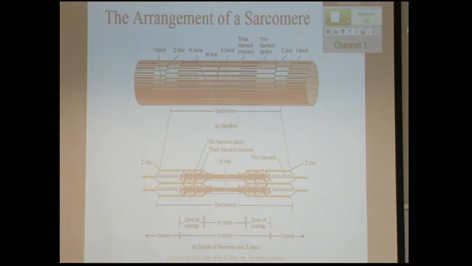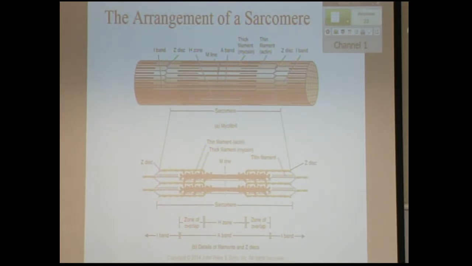So for every 3 there's 2? In reality, they're equal, in 3 dimensions, because they just keep going. So is the zone of overlap part of the H zone or just the A band? The overlap is the A band, plus the H zone. The H zone is where myosin's by itself.